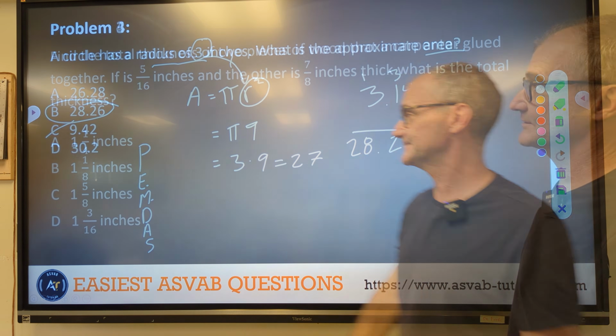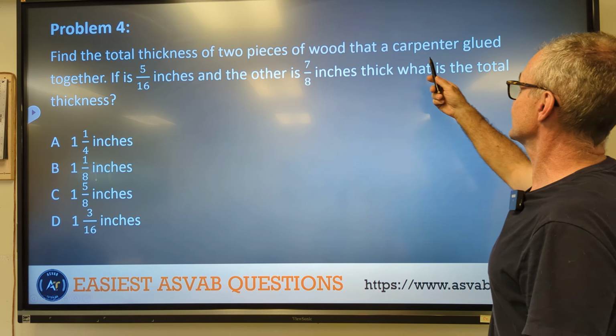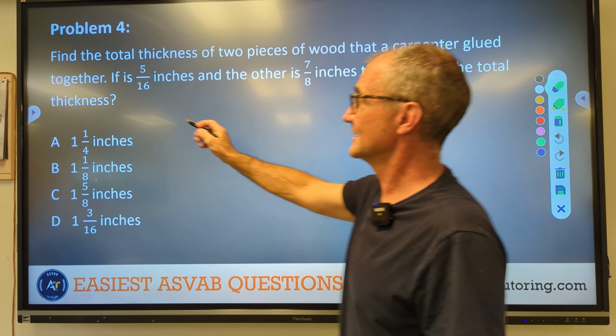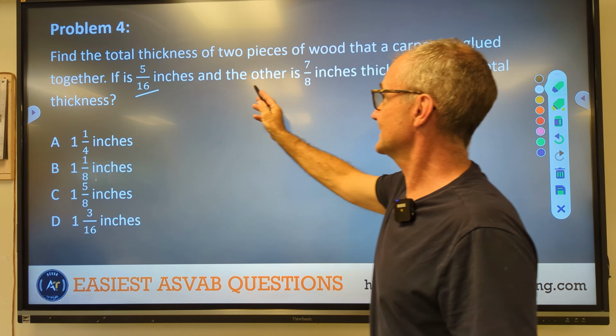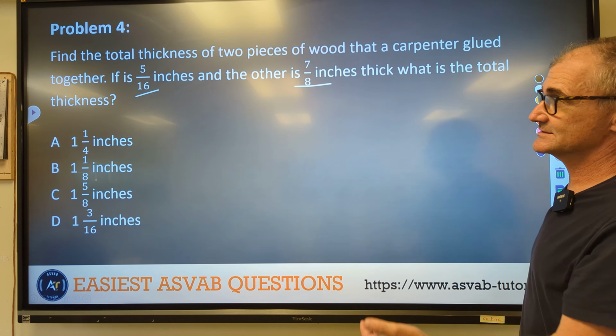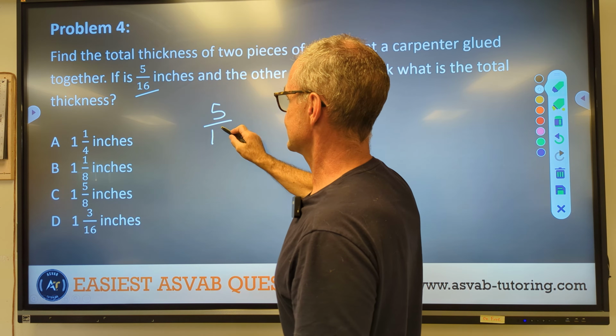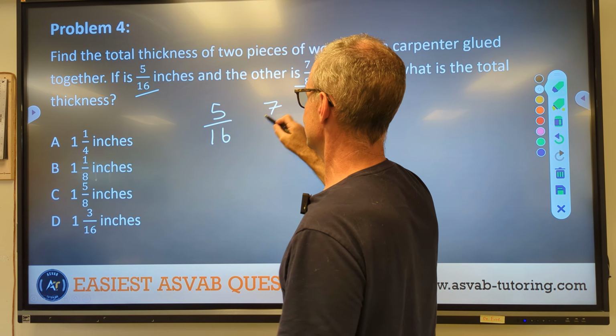Number 4, find the total thickness of 2 pieces of wood that a carpenter glued together. One is 5/16 and the other is 7/8. What is the total thickness? So I've got to add these two fractions together, 5/16 and 7/8.